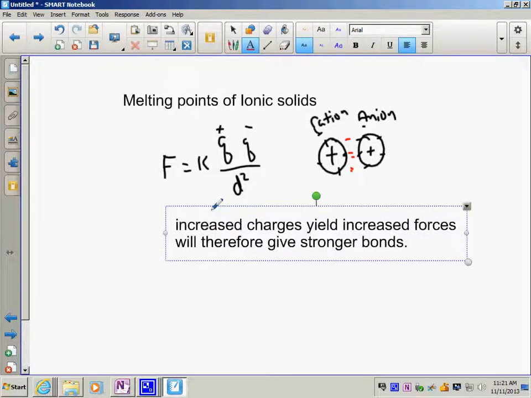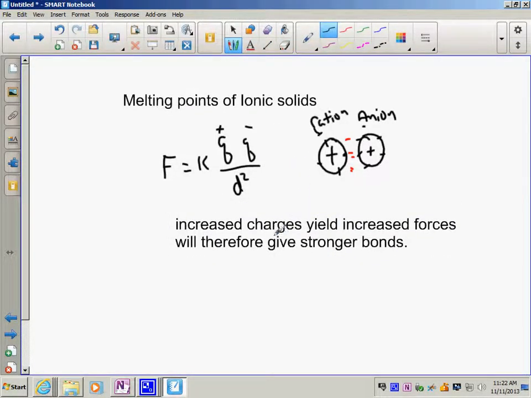An example of this would be if we have a salt that is, let's say, NaCl versus, let's say, aluminum chloride. This guy is +1 -1 versus +3 -3. In this case, we have a larger positive charge here that would cause this cation to attract more readily to the anion and making a larger force. Larger forces yield stronger bonds, higher melting points.